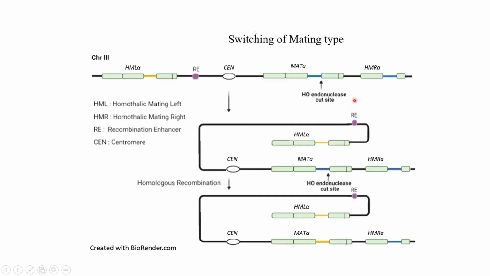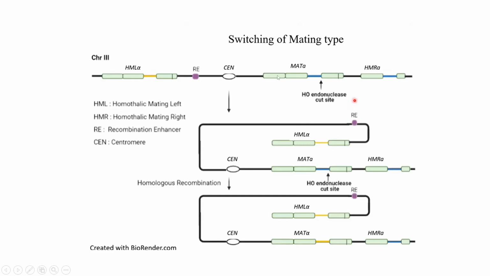Now we'll be talking about the switching of the mating type. So what decides mate alpha and mate A? This mate A can also be converted into mate alpha. That is called switching of the mating type. So mate A Saccharomyces cerevisiae can also be converted into mate alpha.